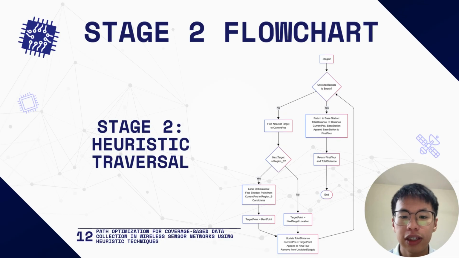If the unvisited targets are empty, the mobile sink will return to the base station, which is coordinate (0,0), and return the final tour together with the total distance.